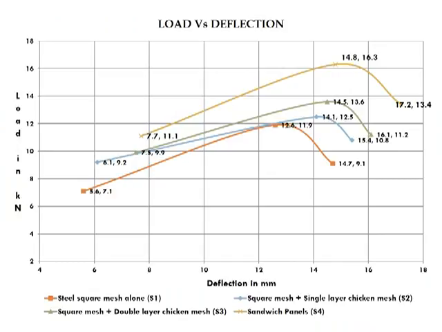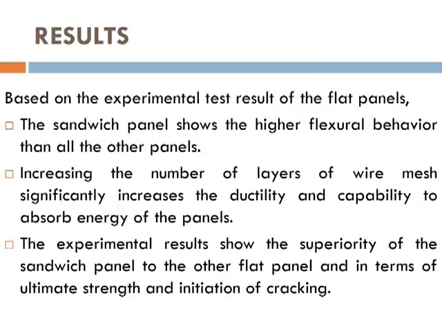So this is the corresponding load versus deflection graph. You can see that the sandwich panel has the highest value, with an optimum value of 14.8 and 16.3. Based on the experimental results, the sandwich panel shows higher flexural behavior. Increasing the number of layers of wire mesh significantly increases the ductility and capability. The experimental results show the superiority of the sandwich panel over the other flat panels in terms of ultimate strength and initial crack.